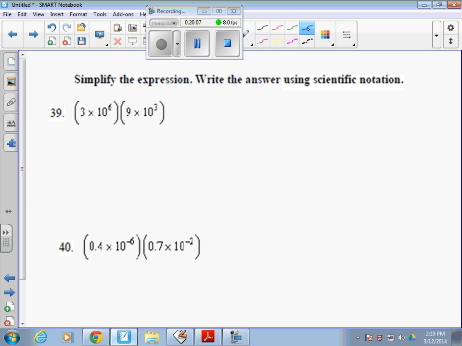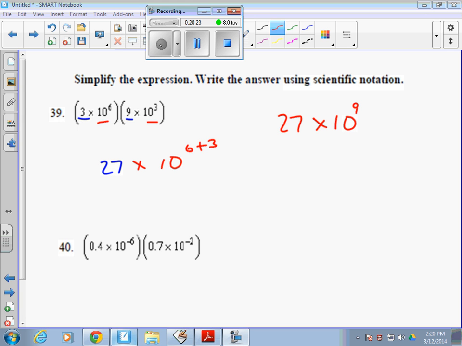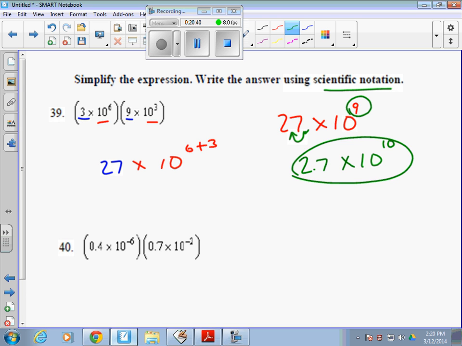39, you're doing 3 times 9, which is 27, and the same base is 10 and 10. Times 10, you add the exponents, 6 plus 3. So 27 times 10 to the ninth. What's wrong with the number 27? It's not between 1 and 10, which is required to write in scientific notation. The decimal has to move 1 time to the left to become 2.7 times 10. If you move it left, the exponent increases from 9 to 10. So 2.7 times 10 to the 10th.